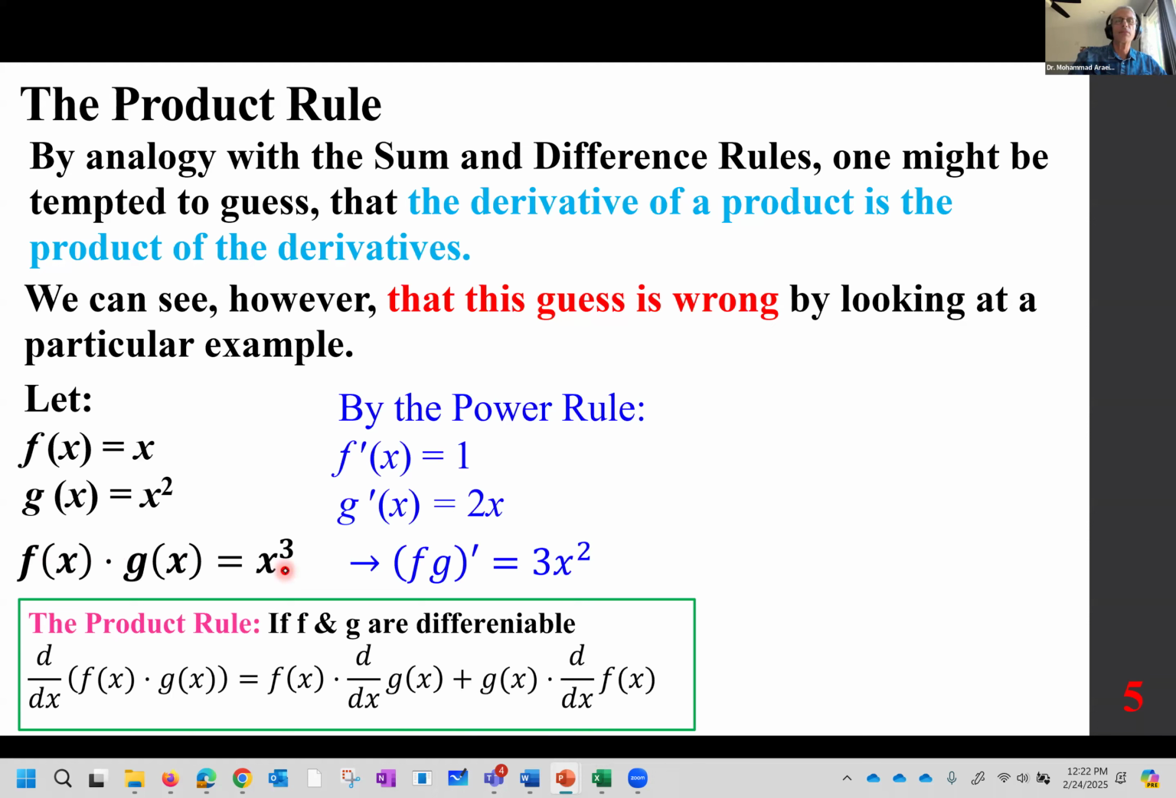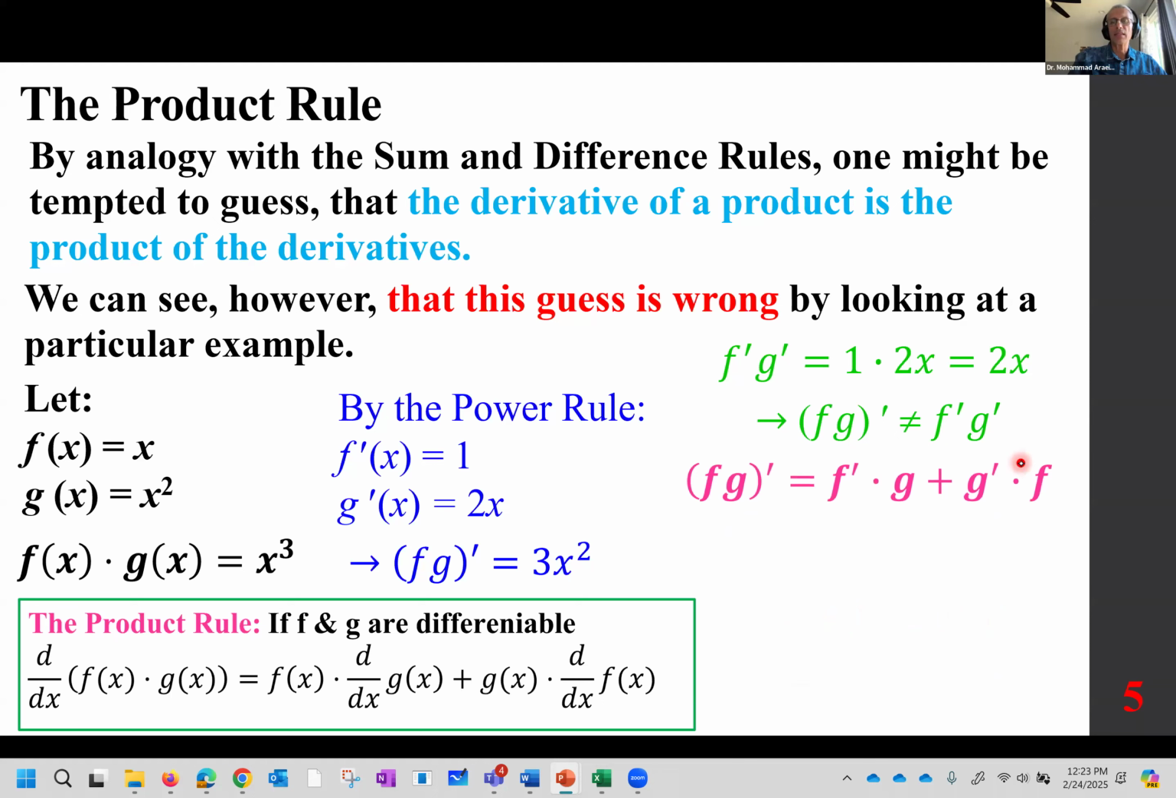But if we multiply, and if we go with that rule, if we multiply these two, we get 1 times 2x, which is 2x, and that's not the answer, clearly. So that definitely fails. That means (fg)' is not f prime g prime. However, again, this is a shorthand notation, and before I go over that, class, this is probably what you've seen.